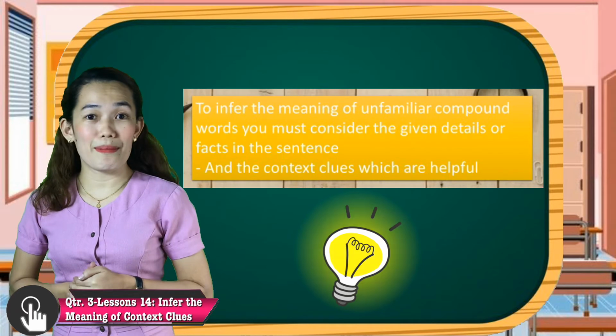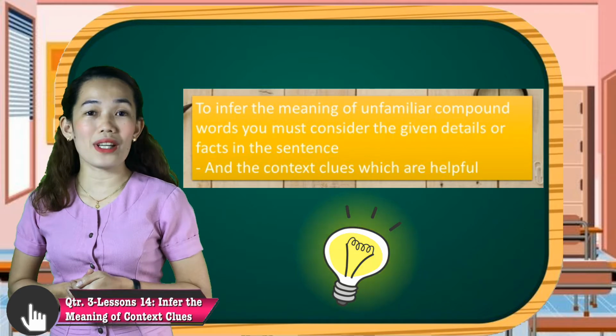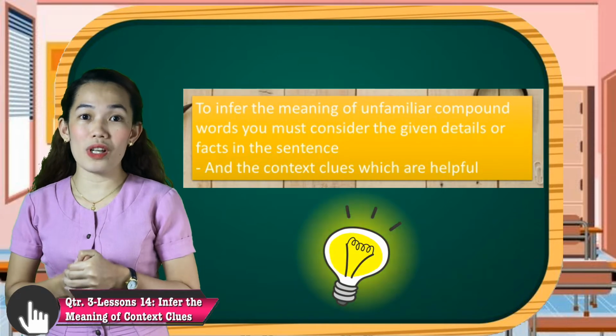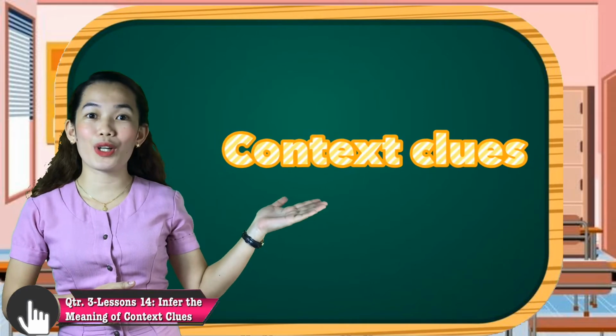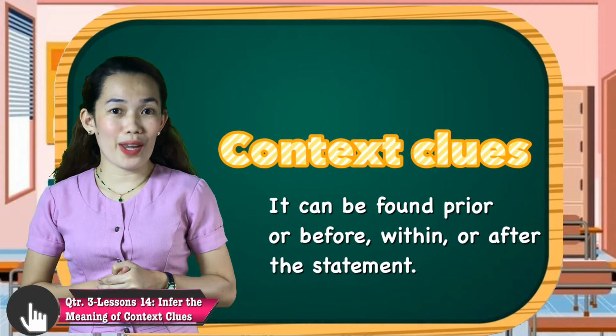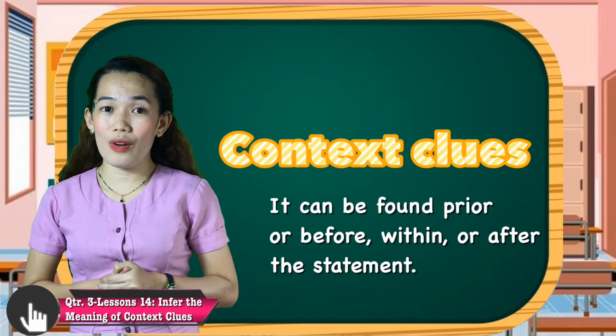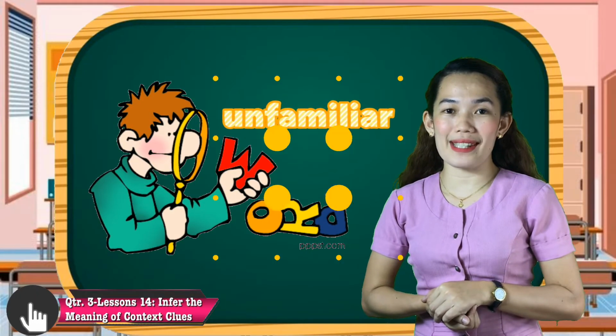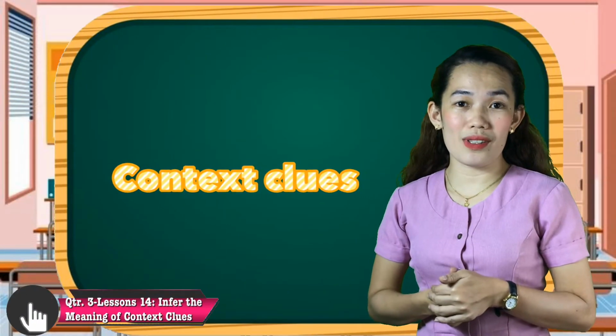To infer the meaning of unfamiliar words, you must consider the given details or the facts in the sentence, and the context clues, which are of great help. Context clues are a group of ideas that help show the point or the subject. They can be found before, within, or after a statement. Most unfamiliar words are presented through context clues, which are helpful in reading.